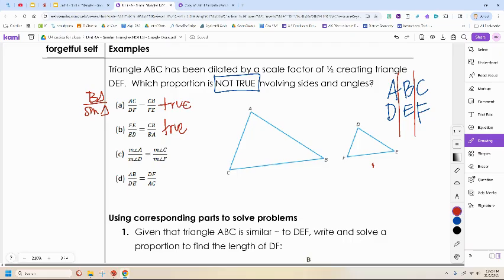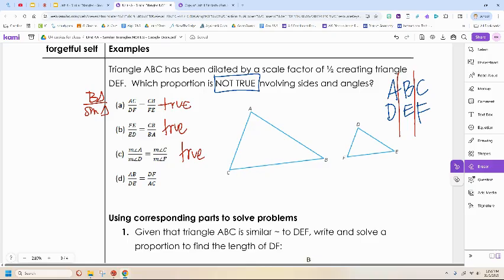Does angle A match to angle D? Yes, it does. And does C match to F? Yes, it does. Okay, so that one has to be true. So this last one better be false. So does that mean it doesn't matter which one's big and which one's small? It does not matter. You can go small, big, big, small, because with angles, there's no big and small. Right. And for angles, it doesn't matter.